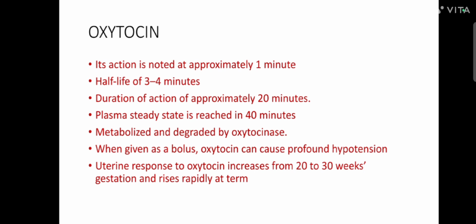By term, the oxytocin receptors will be more, and when the uterus starts its contractions, it gives the positive feedback mechanism. The hypothalamus, the supraoptic and paraventricular nucleus, will respond and release oxytocin through the posterior pituitary, and this oxytocin acts on the oxytocin receptors present in the uterus and helps in the uterine contractions and the delivery of the baby.